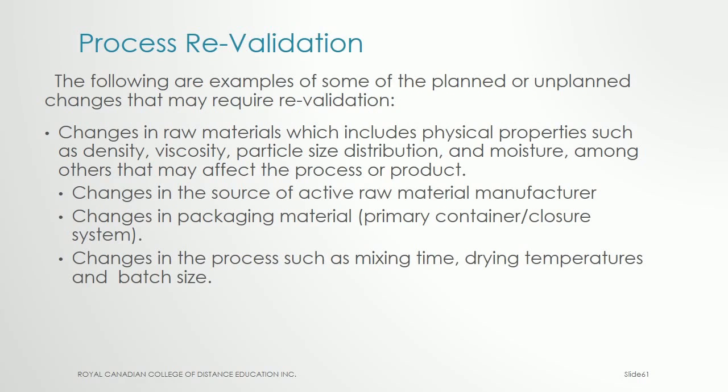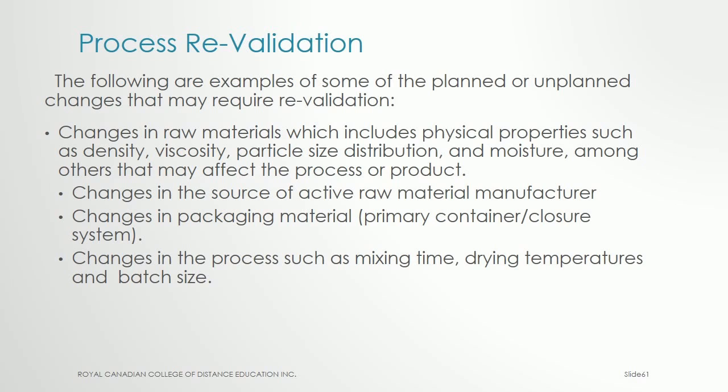The following are examples of some of the changes that may require revalidation. Changes in raw materials, which includes physical properties such as density, viscosity, particle size distribution, and moisture, among others that may affect the process or product. Changes in the source of active raw material manufacturer. Changes in packaging material, primary container/closure system.